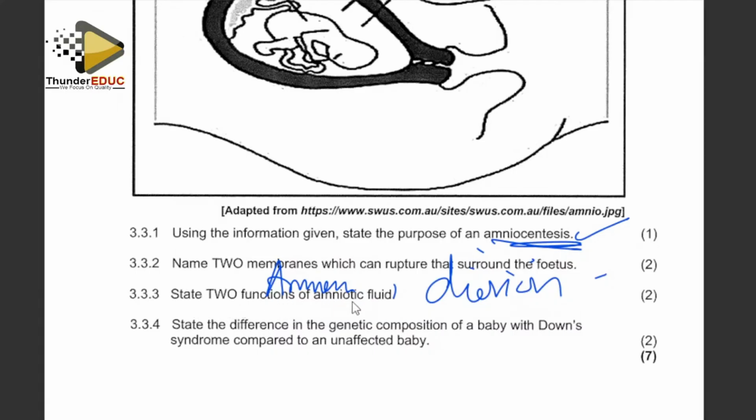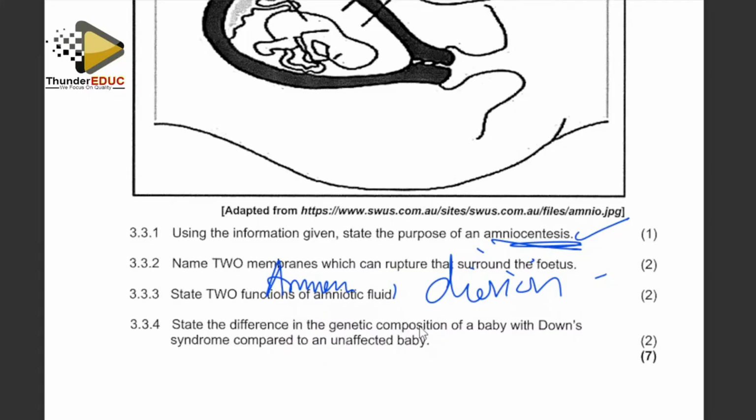State 2 functions of amniotic fluid. So here we talked about the shock absorber, temperature. It keeps the temperature almost constant. It allows free rotation of what? Free rotation of the baby or embryo.